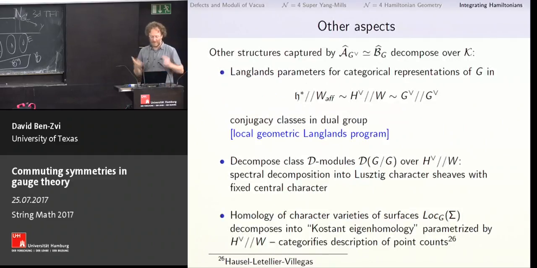And once you have this, there's a lot of things that you can try to do with it in the geometric Langlands program, in geometric representation theory, and I think most interestingly in the study of homology of character varieties of surfaces. So basically anything that you can fit in N equals 4 in the GL twist has this extra symmetry, and you can try to use it.